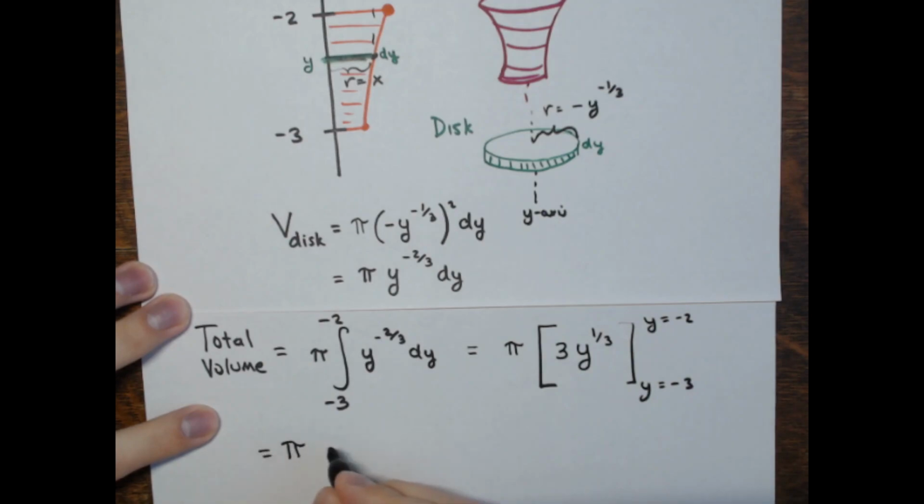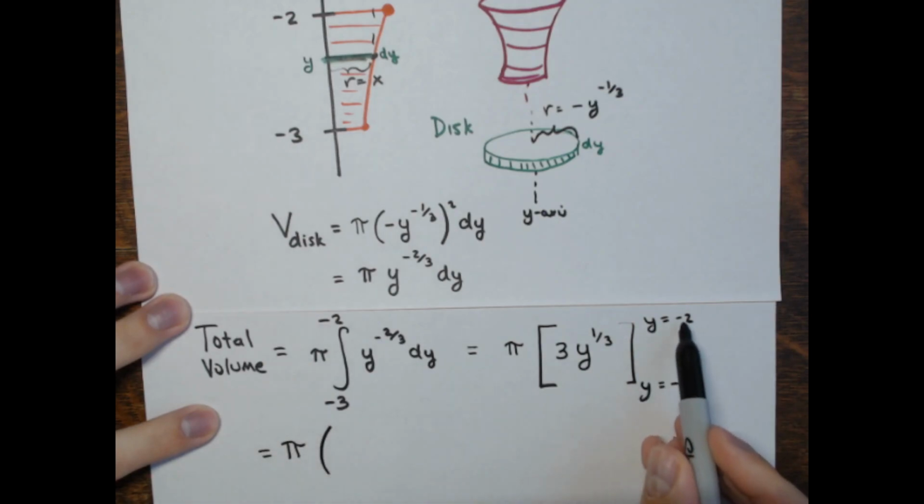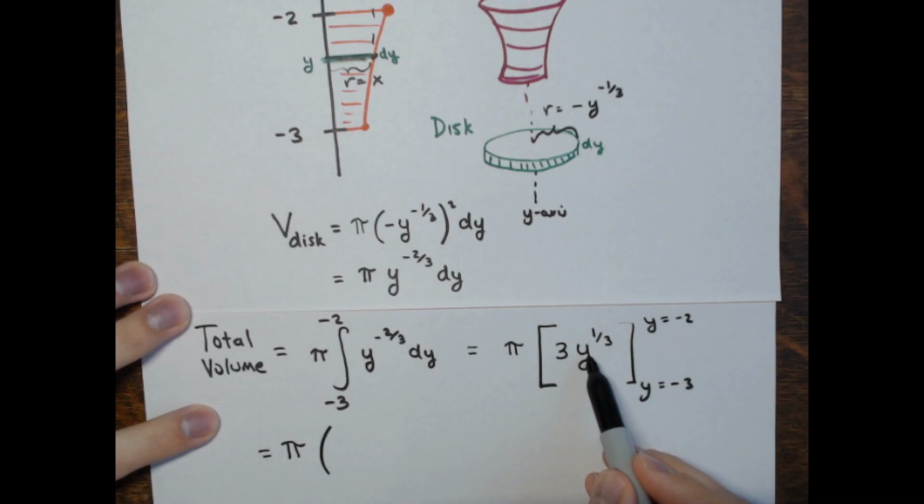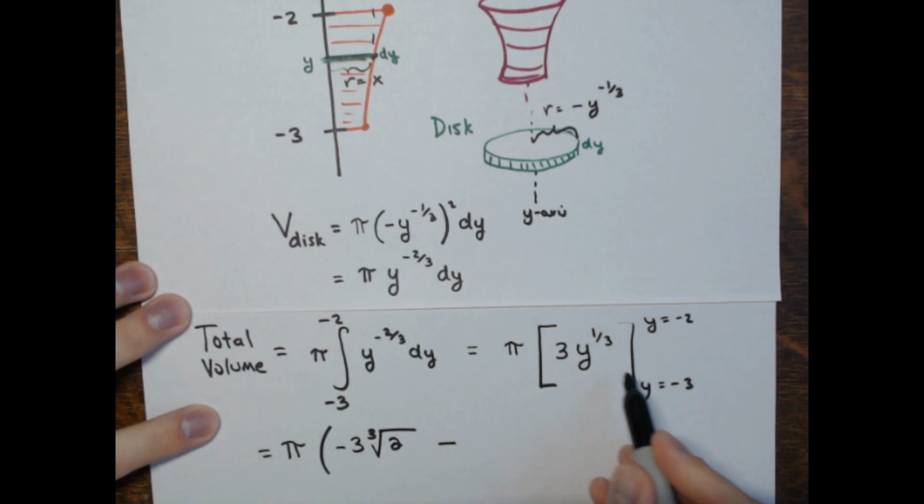Right, so pi times, now when I plug in -2, this is the cube root of -2, which will be negative cube root of 2. So this will be -3, I'll write the cube root of 2, 2 to the 1/3. And then minus, and then when I plug in -3, it'll be the cube root of -3 here, so negative cube root of 3. So it makes this plus 3 cube root of 3.